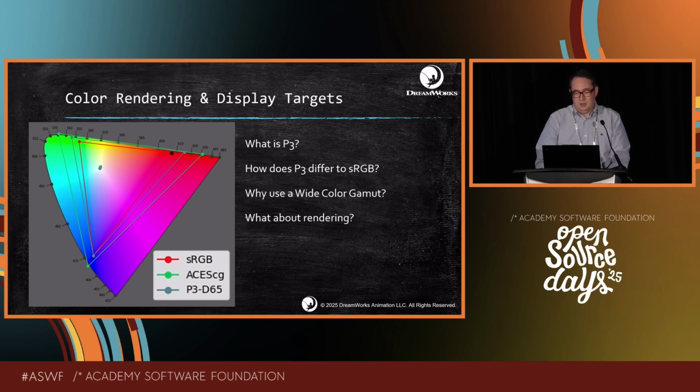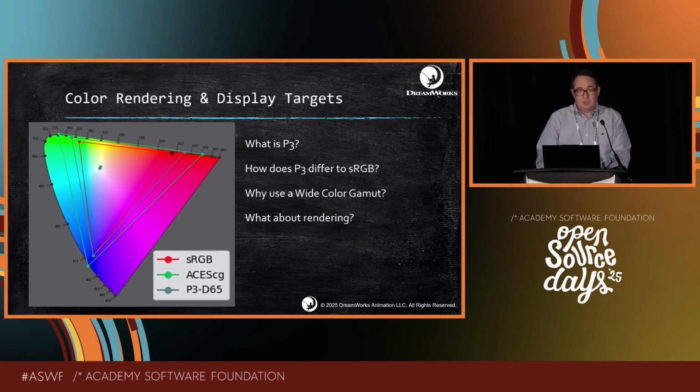What is P3? P3 is an RGB color space used in digital cinema and just recently turned 20 years old. How does P3 differ to sRGB? You can see that the blue primary is shared. However, the green and red primaries are closer to the edge of the horseshoe shape, also known as the spectral locus. Fortunately, P3 coverage is widely available. For us, it was on studio monitors as well as cinema projectors.